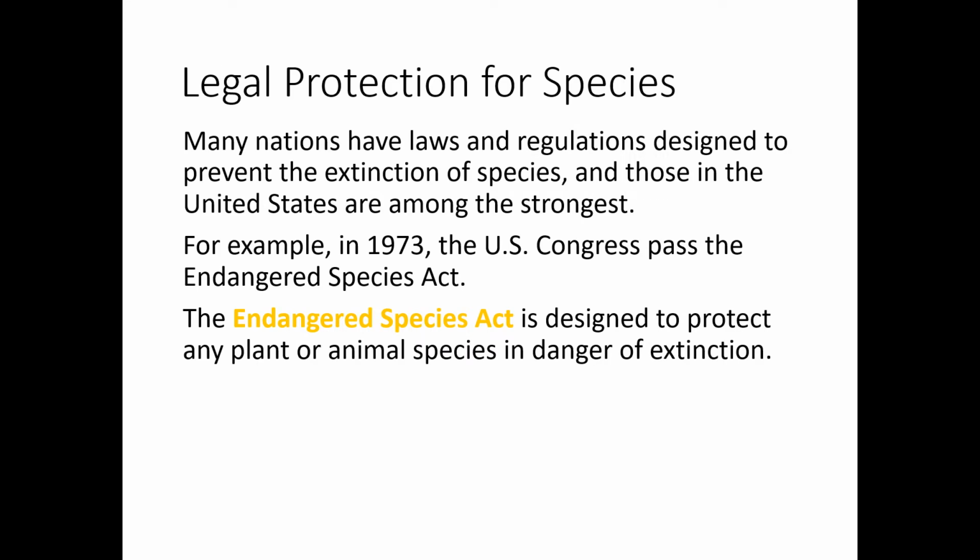When it comes to protecting biodiversity, a lot of it's going to start with legal protection. Obviously, people break laws all the time, but you need to at least have laws in place where it's known that this is not okay for people to be doing. So in 1973, the U.S. Congress passed what's known as the Endangered Species Act, and it's designed to protect any plant or animal species that's in danger of extinction.